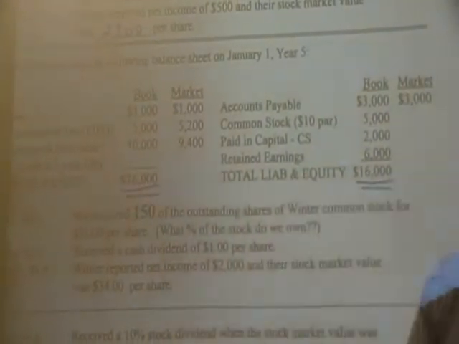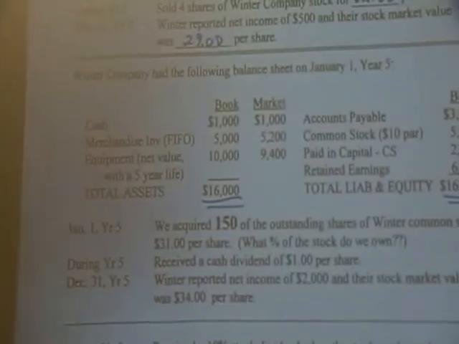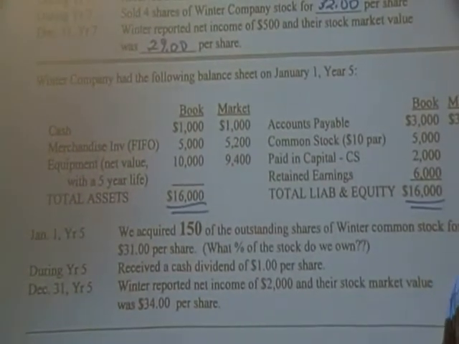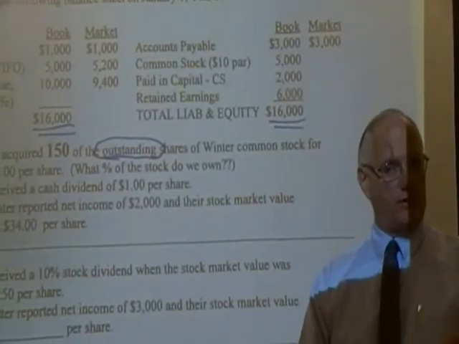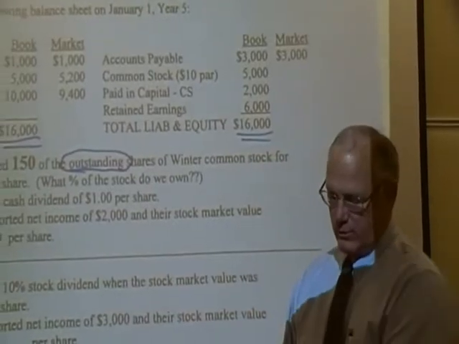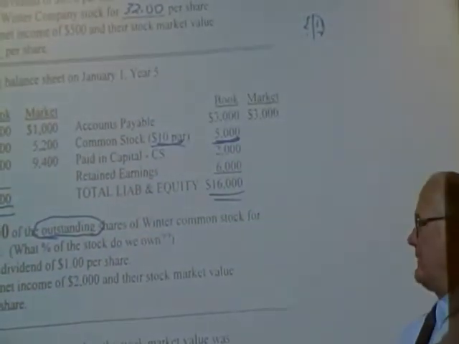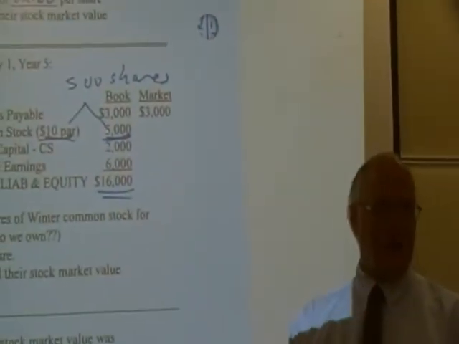Okay, so in this example, Winter Company had the following balance sheet. Again, like in our previous example on Monday, we see their balance sheet balances. They have $16,000 in assets. They have $16,000 in liabilities and stockholders' equity. So they are in balance. We acquired 150 of the outstanding shares, which means not from Winter Company. We bought those shares on the market from some other stockholder. So we need to know how many shares of stock Winter Company has. And we see here that they have $10 par, and there's $5,000 in their stock account. They must have 500 shares.